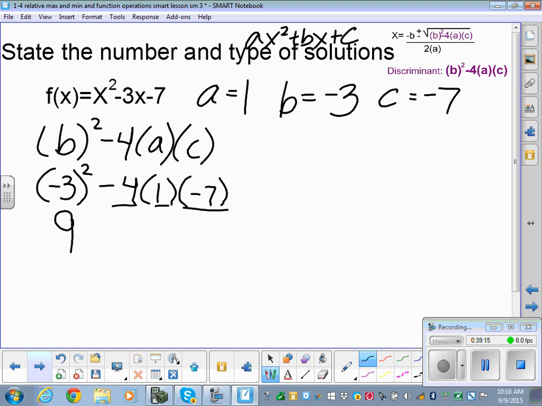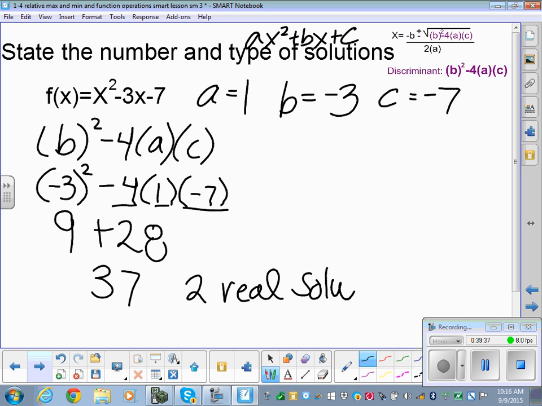So what is that? Plus 28. So what's 28 plus 9? 37. Is that a positive number or negative number? Positive. So how many solutions are we going to have? 2. And what are they going to be? Real. So this would be two real solutions. Does everybody see how you can use the discriminant to determine how many and the type of solutions you get?